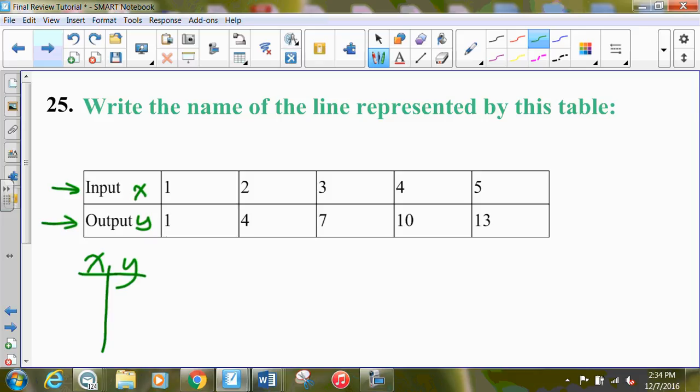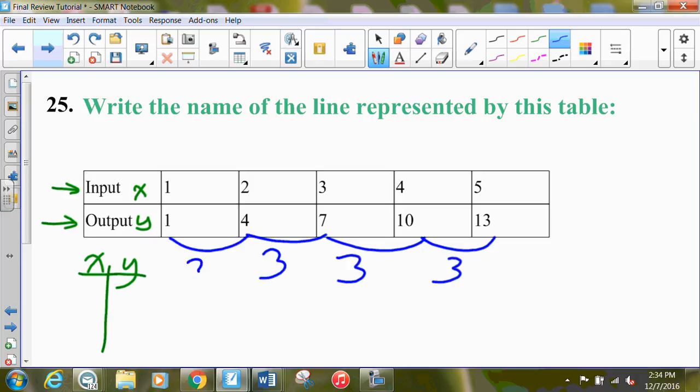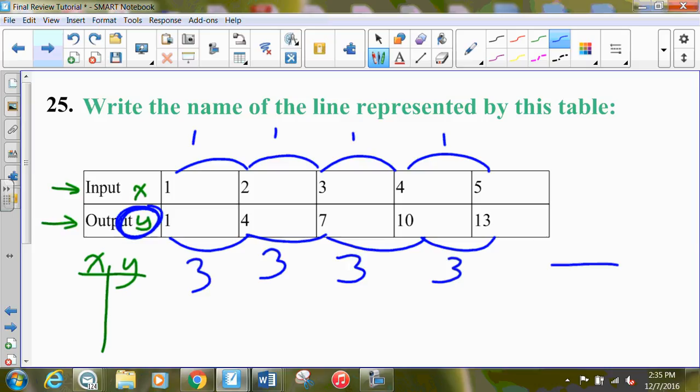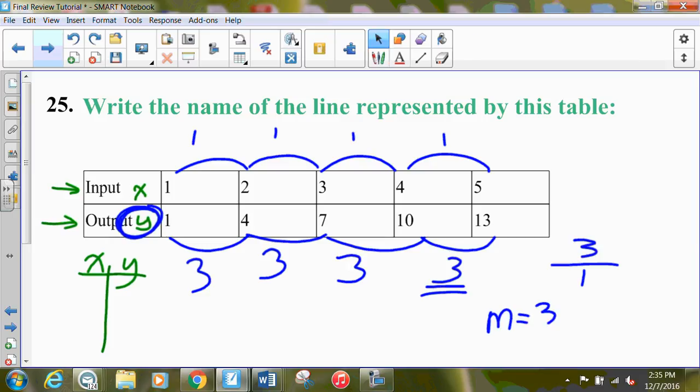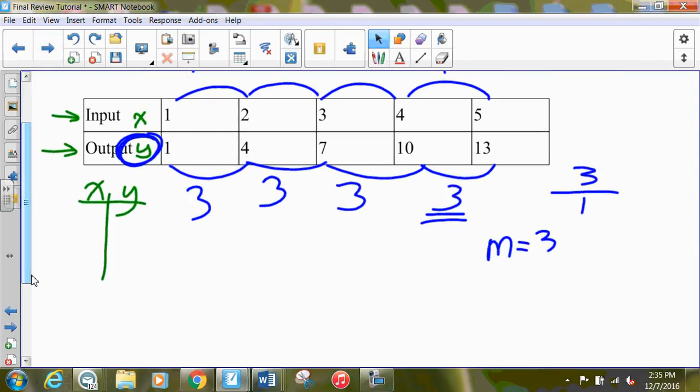We can still do our hoops. We can still say 13 minus 10 is 3, and 10 minus 7 is 3, and 7 minus 4 is 3, and 4 minus 1 is 3. We can still do our hoops up here. But when we're done with our hoops, because that hasn't changed, we still need to remember who gets put on the top in the numerator. The change in y goes on the top. So that means the 3 goes on the top, the 1 goes on the bottom. So we know that my slope is 3. Let's pick a point. You want to pick 1, 1 or 2, 4? Let's just have a little fun and pick 1, 1.